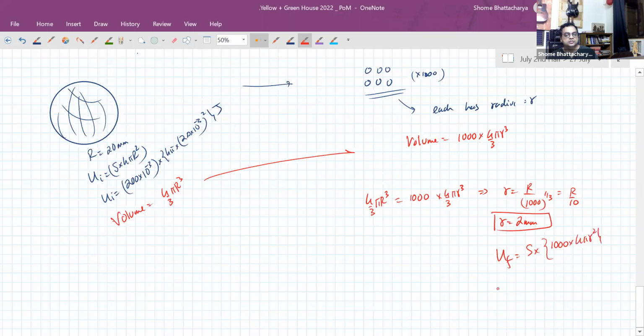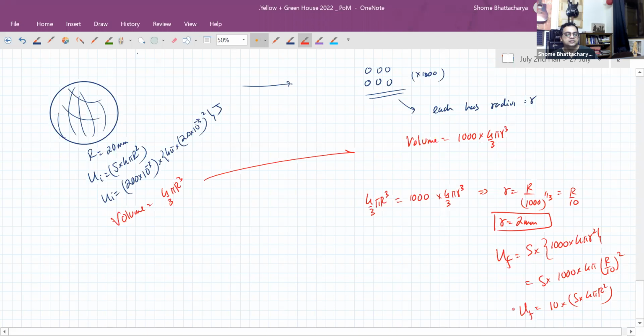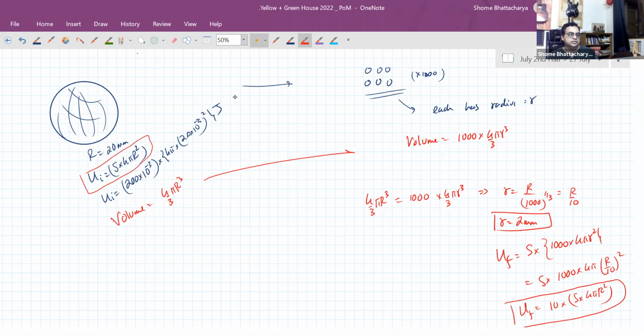So that's this. So it is S into 1,000 into 4 pi into R by 10 whole square. So you can see it's become 10 times S into 4 pi R square. The final energy has become 10 times the initial energy. So the difference is 9 times the initial energy. And that will be our work done.